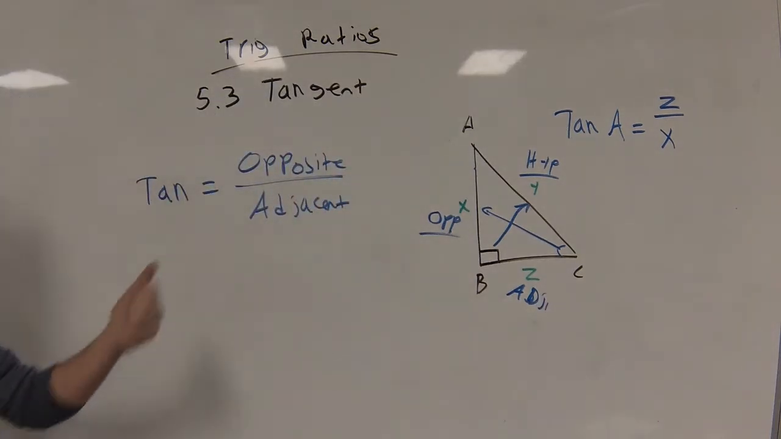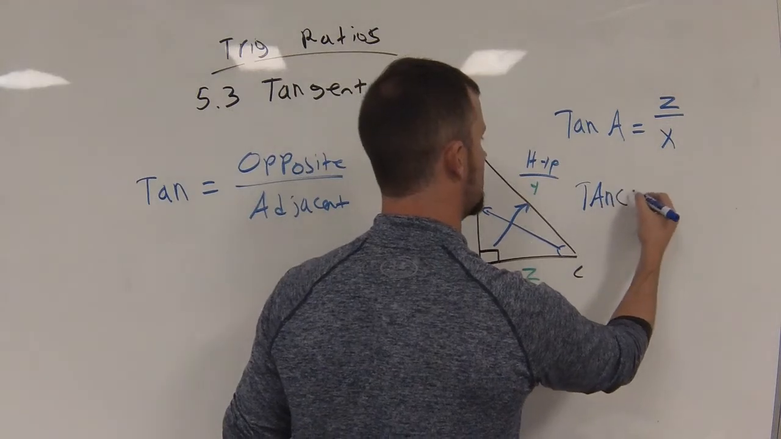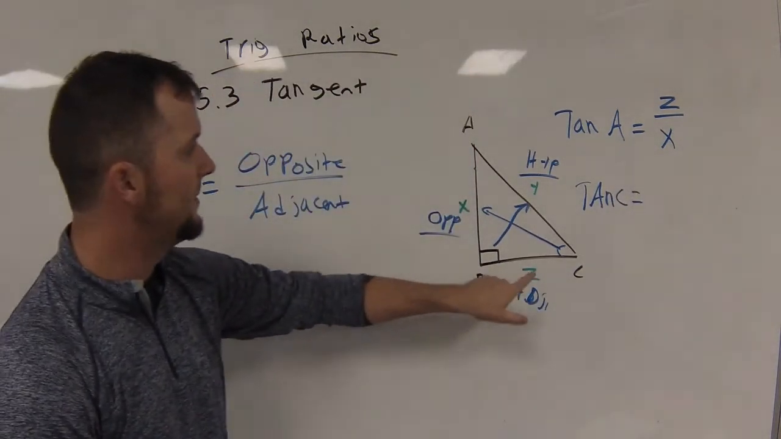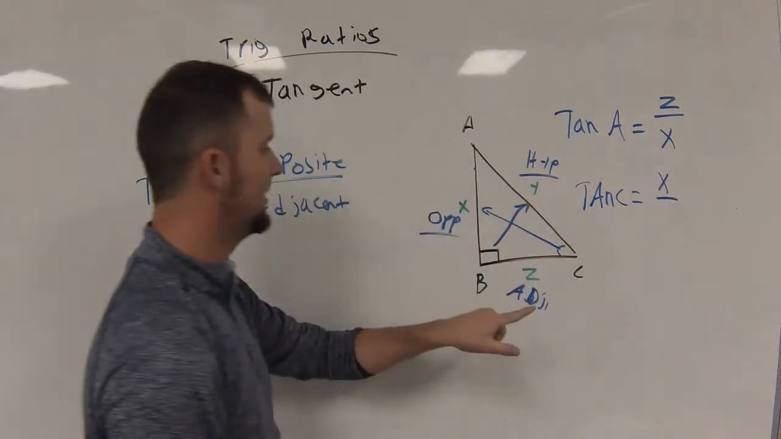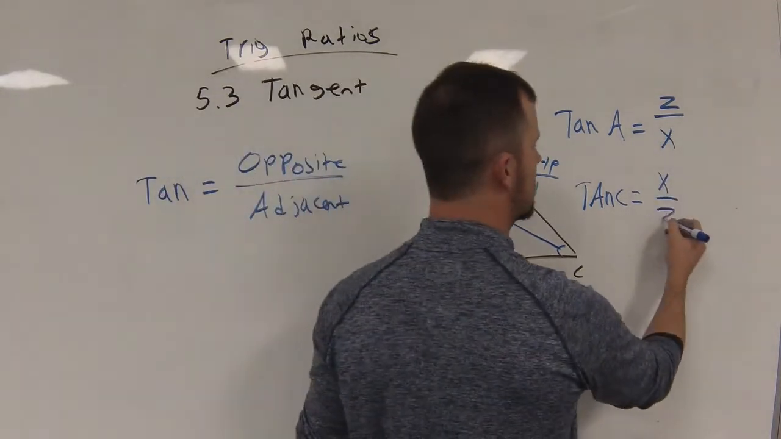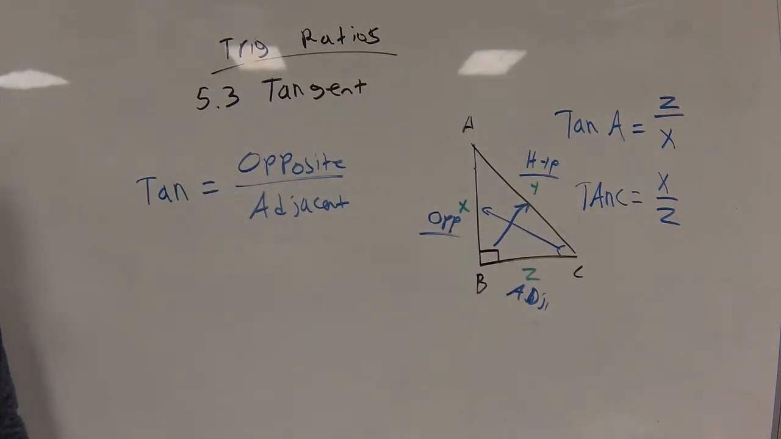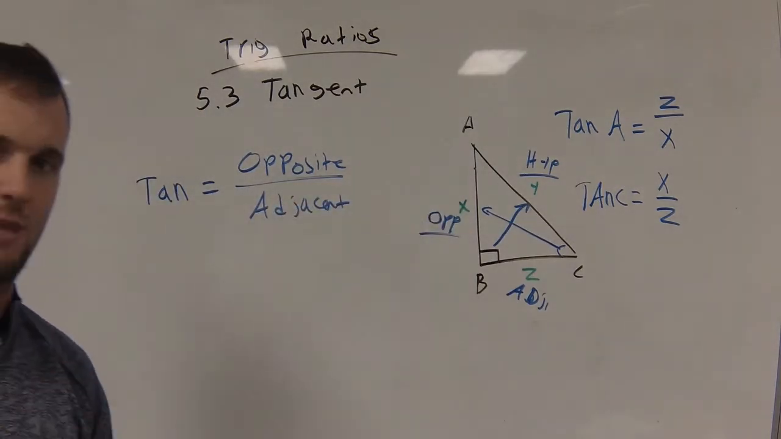And so now if I wanted to use the tangent of angle C, I know it's going to be opposite over adjacent. So opposite is going to be X, and then adjacent is going to be Z. So if I'm looking at it from angle C, this is how I would use the tangent ratio to set it up and find missing sides. Now for the examples.